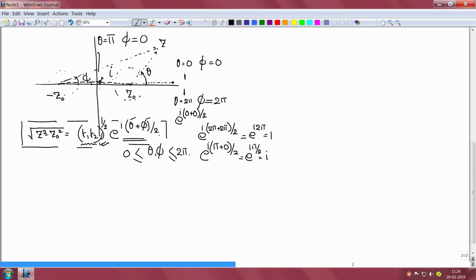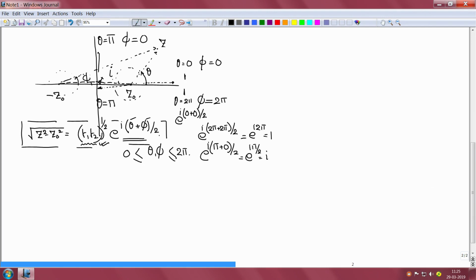Now if I look at a point just below, then from z to z0 that phasor looks like this, just below. So what would be that angle? Theta is pi here again, theta is equal to pi here again, right here.